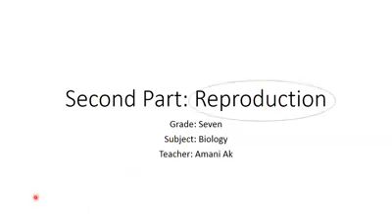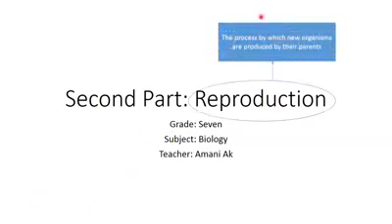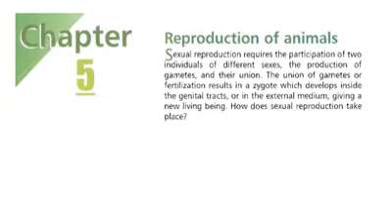What do we mean by reproduction? Reproduction is the process by which new organisms are produced by their parents. From its name, reproduction, to produce new. So, reproduction means producing new organisms by the parents. The first chapter in part 2 is chapter 5, reproduction of animals. So we're going to learn first about animals, the reproduction of animals.